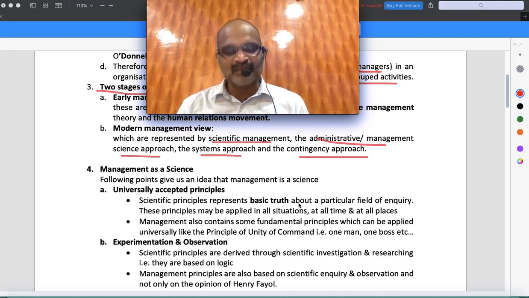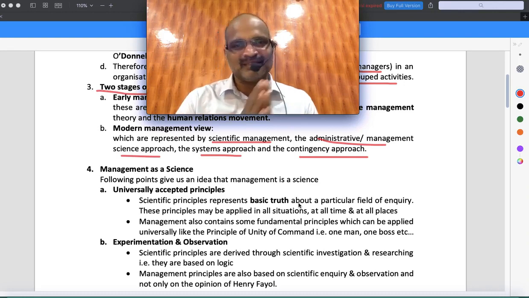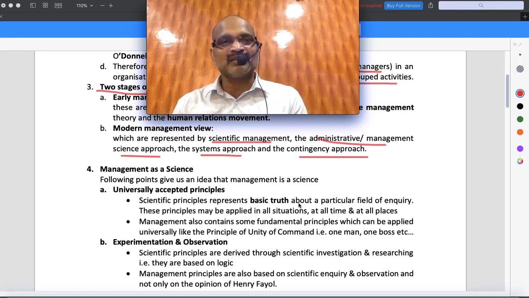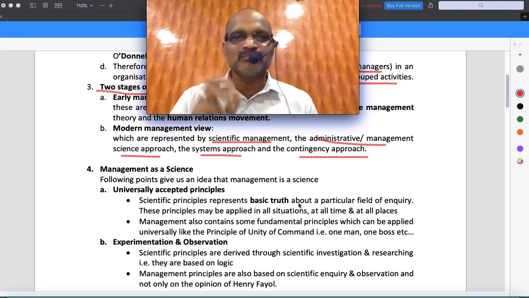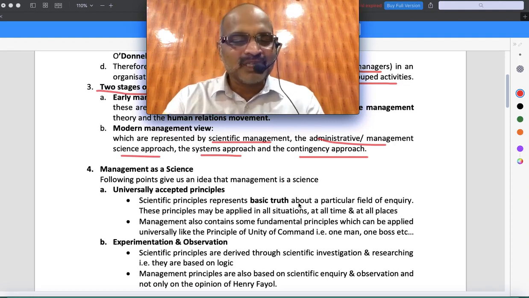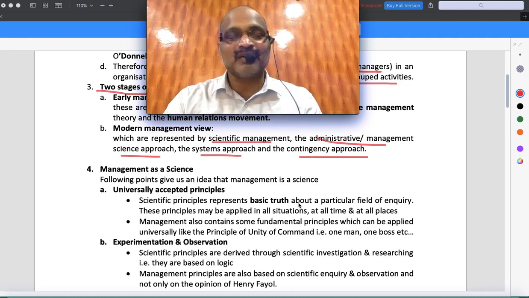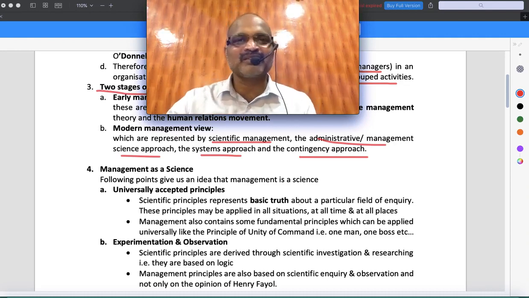So basically, management has certain characteristics which will reflect it as a science. Basically, we're going to study three important things. Number one, whether management is a science. Does it contain knowledge? Yes. Most of the managers perform their operations.